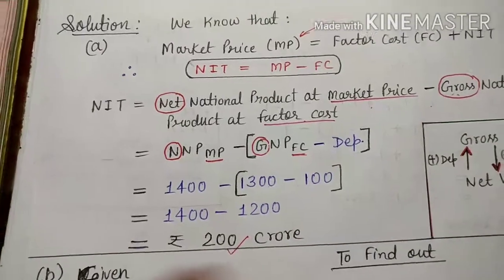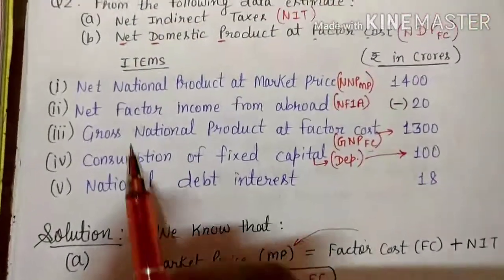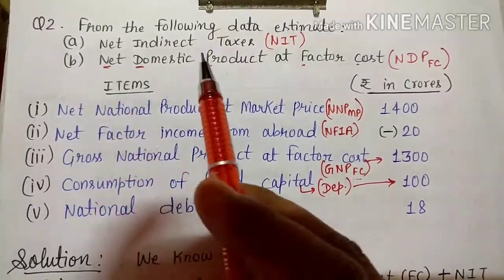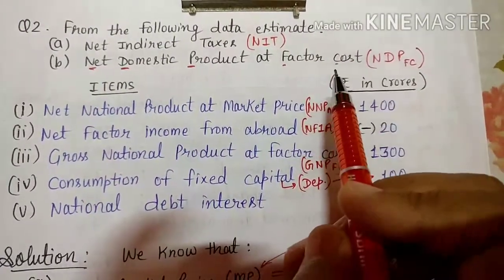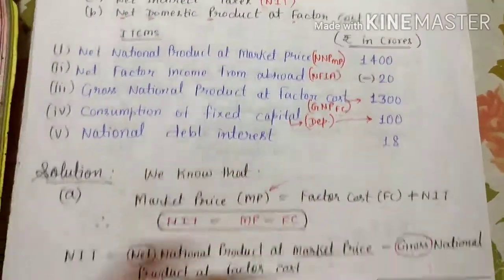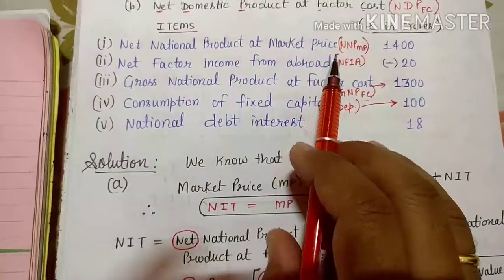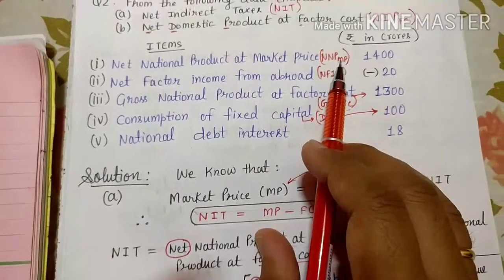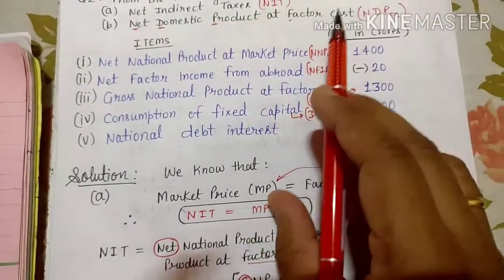NIT. Clear? Now move to the second part. In the second part, they are asking us to find the net domestic product, that is NDP at FC. Once again, just check what is given to us. We were given NNP at MP, so we will convert this NNP at MP to NDP at FC.